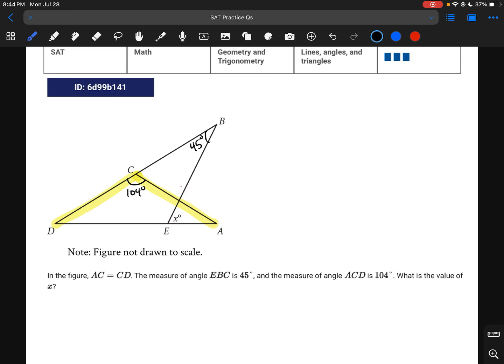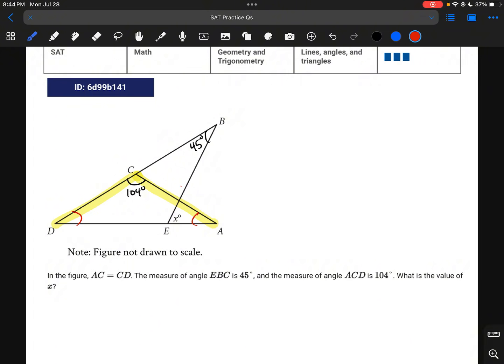Okay, so let's start by labeling some things that we know. Since we're told that AC and CD are the same, that means that their angles, D and A, are the same, because there's a relationship between the length of a side and its corresponding angle. Since CD and CA are the same, their angles must also be the same. So let's denote that by using the same color there.